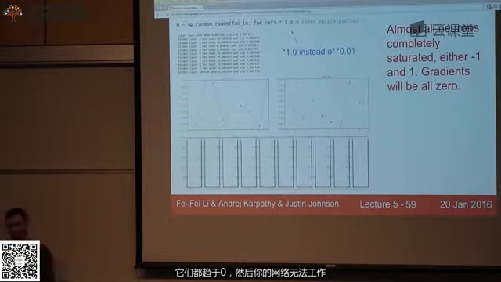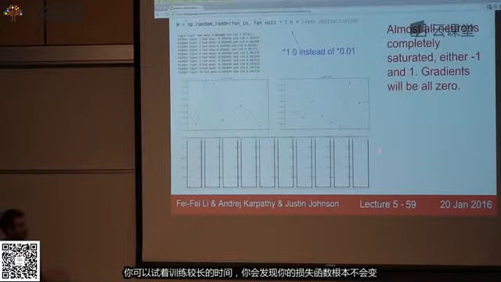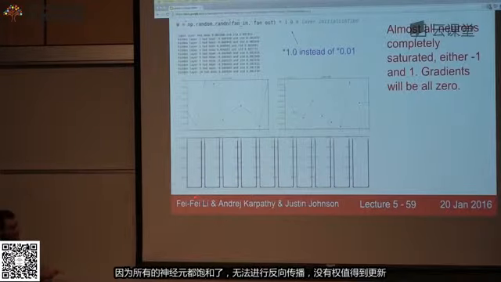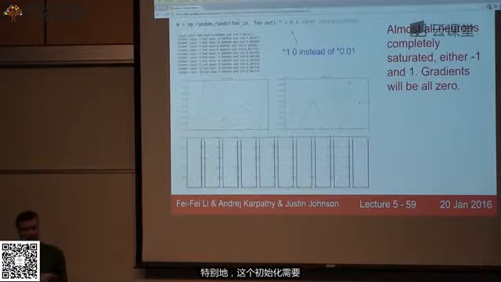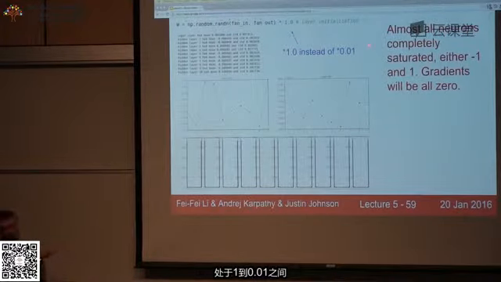So you can train for a very long time, and what you'll see when this happens is your loss is just not moving at all, because nothing is backpropagating, because all the neurons are saturated and nothing is being updated. Okay? So this initialization, as you might expect, is super tricky to set, and in this particular case, it needs to be somewhere between 1 and 0.01.